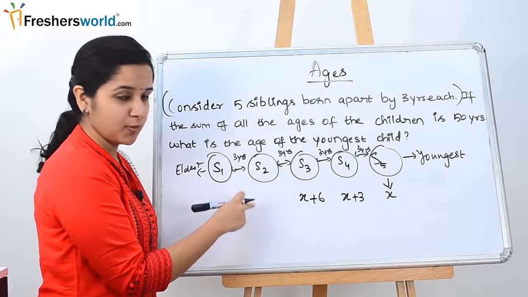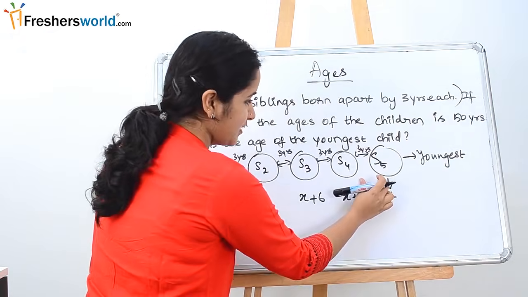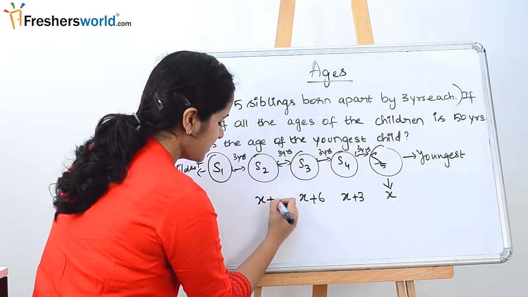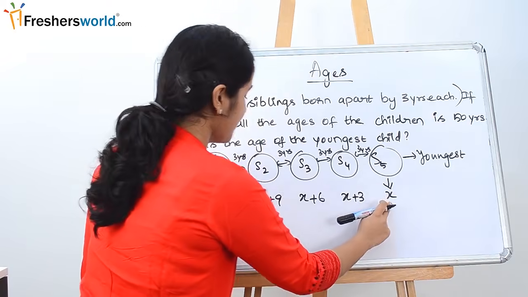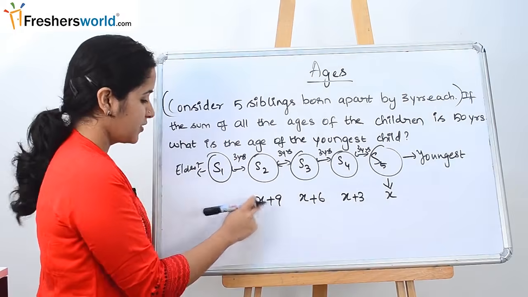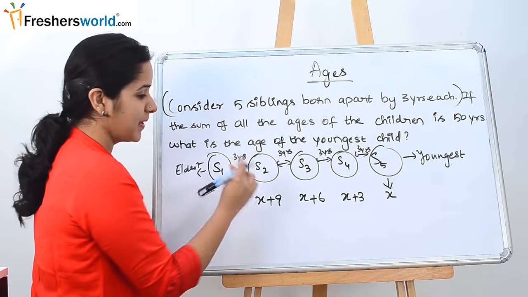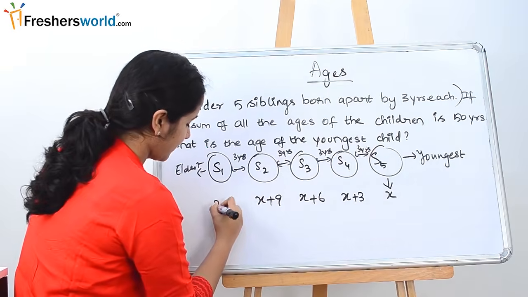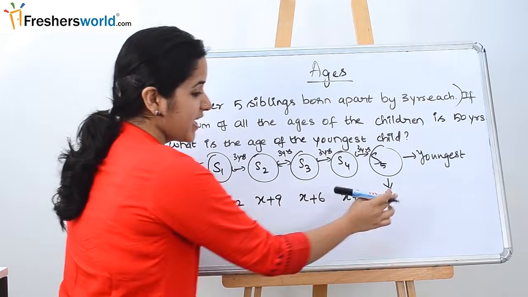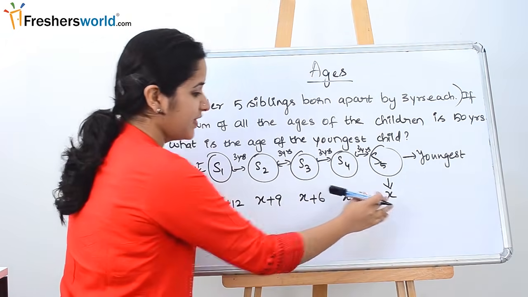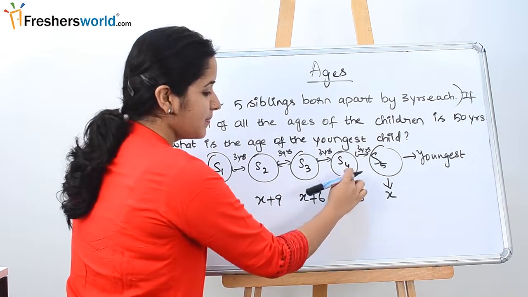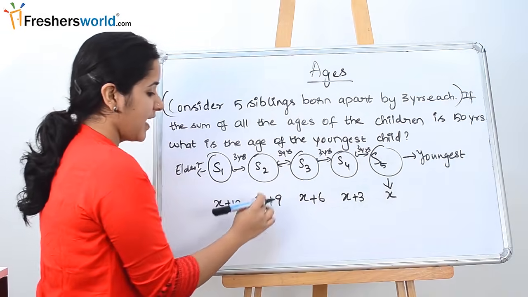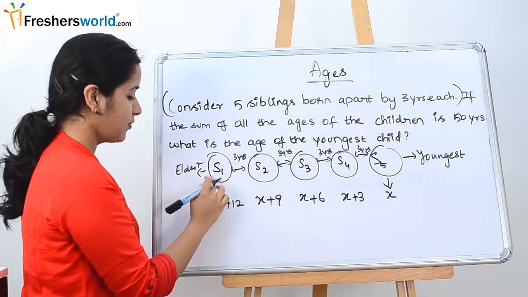Now, consider sibling 2. We know that the difference between them is 3 years each. So, it becomes 3 plus 3 plus 3, which will be x plus 9. So, sibling 5 is nothing but 9 years younger than sibling 2. So, let's take sibling 1. Sibling 1 is nothing but the addition of all these years, which is 3 plus 3 plus 3 plus 3, which is x plus 12. So, we have considered sibling 5 as x, and we are seeing the age difference of each of them. Sibling 4 is 3 years older than x, sibling 3 is 6 years older than sibling 5, sibling 2 is 9 years older, and sibling 1 is 12 years older.